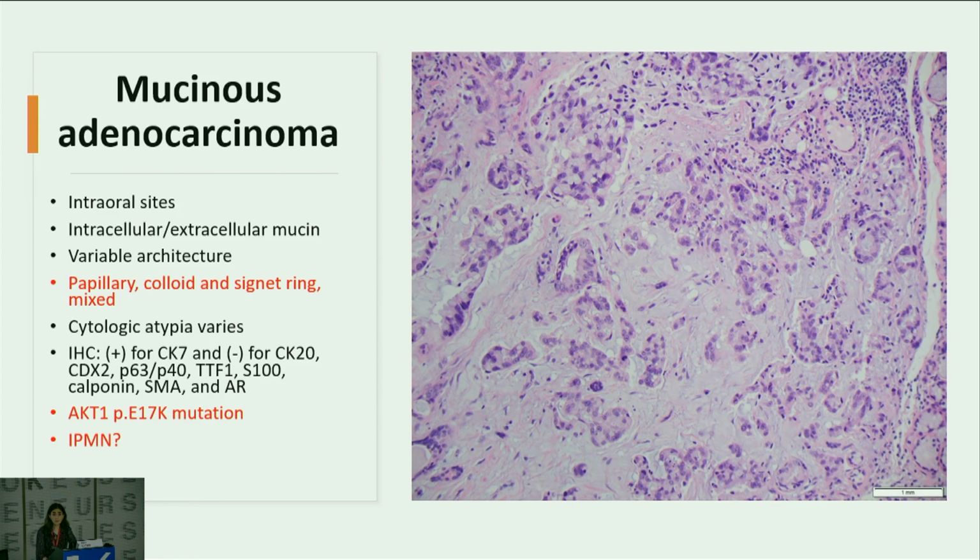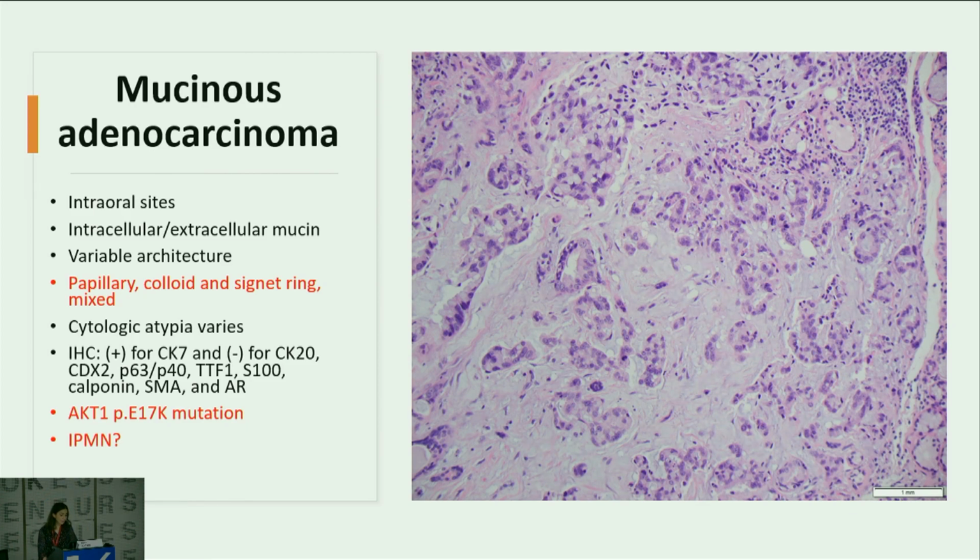Mucinous adenocarcinoma was listed under adenocarcinoma, NOS, in the past. It is a tumor characterized by abundant intracellular and extracellular mucin. It can have variable architecture: papillary, colloid, signet ring, and in 40% it shows a mixed pattern. It actually looks similar to the mucinous adenocarcinomas we see in other non-salivary gland sites. It is only positive for CK7 and negative for all other markers.